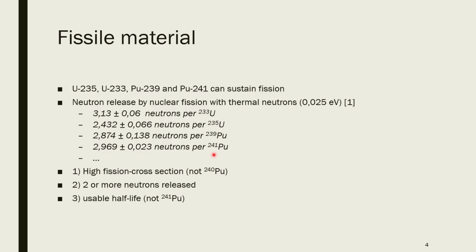And it has to have a usable half-life. And this is not the case for plutonium-241. Even though it's classified as fissile material, with its half-life of 14 point something years, I wouldn't make a fuel rod out of plutonium-241, even if I could.